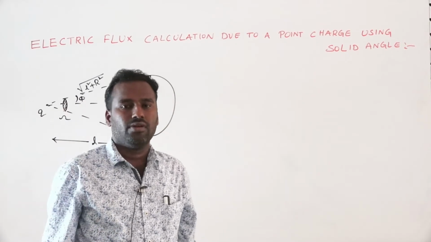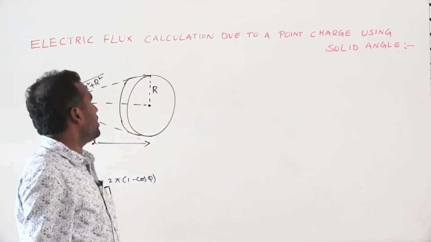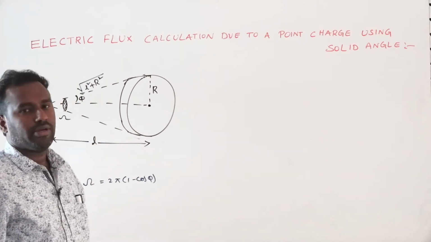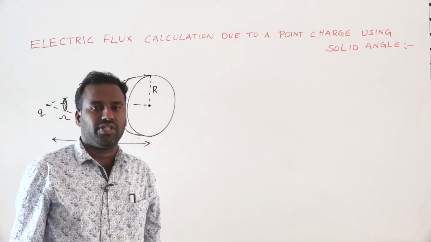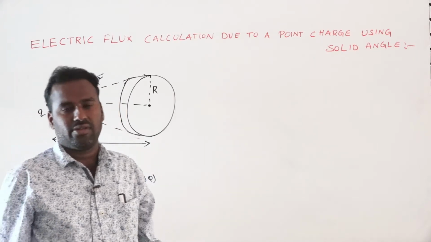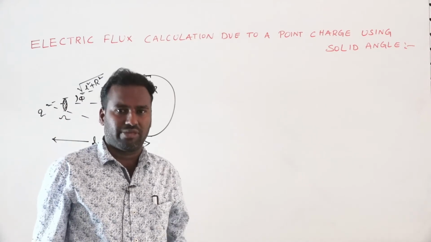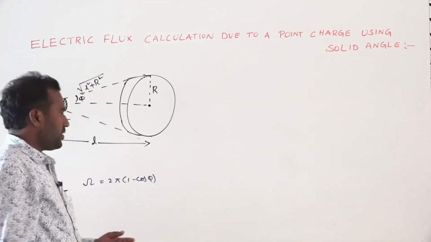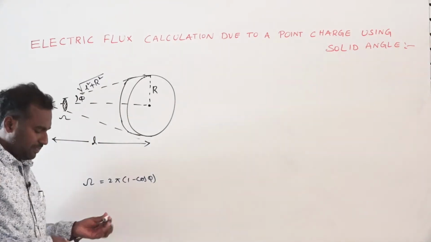Students, today we will discuss electric flux calculation for a point charge by using a solid angle. In my previous video, I discussed electric flux through a disc by using an integration method. So, this is by using a solid angle. It is the simplest method we can say.